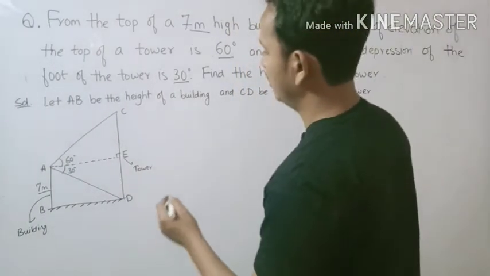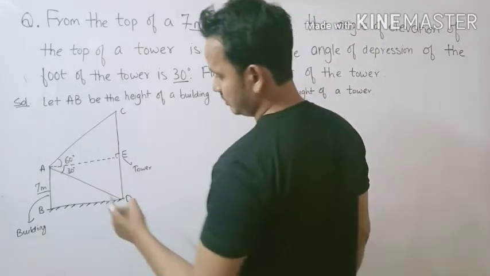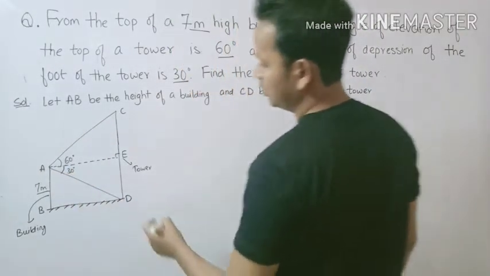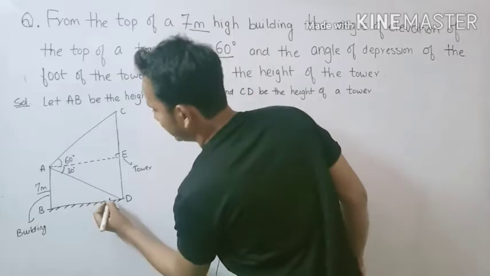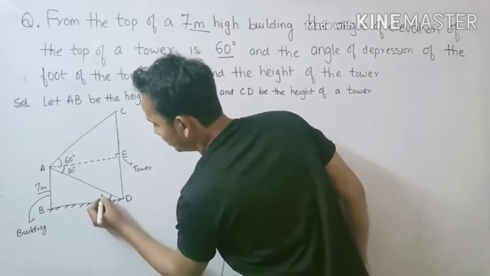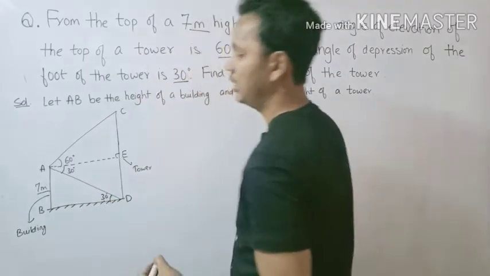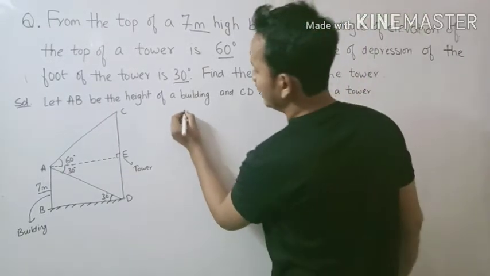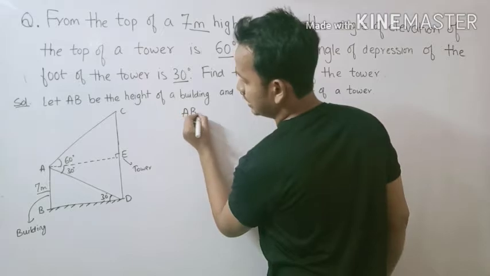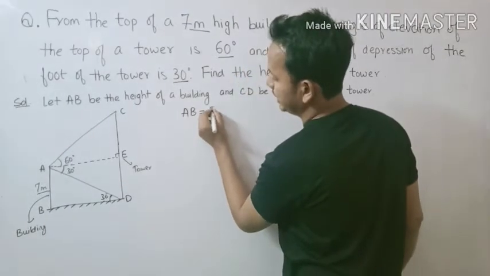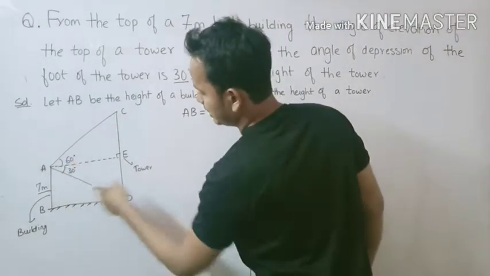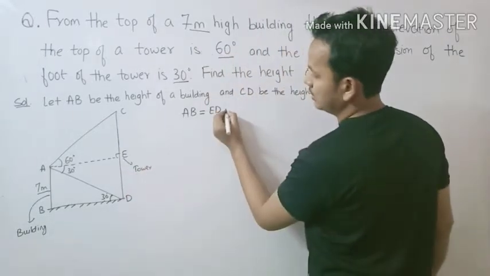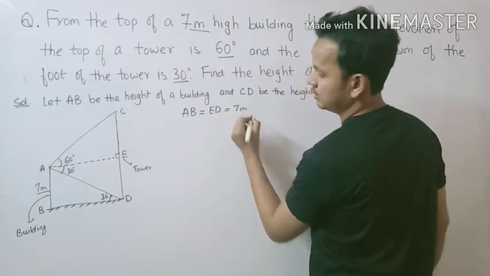So first consider the triangle ADB. If this angle is 30 degree, so angle ADB is also 30 degree from alternate interior angle. Also AB is equal to ED, which is equal to 7 meter.